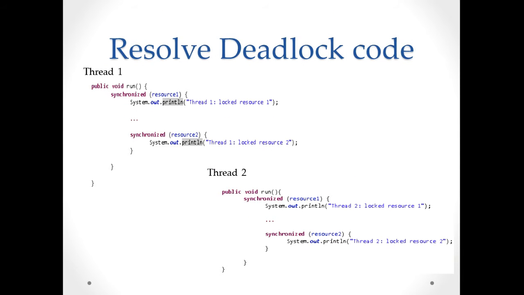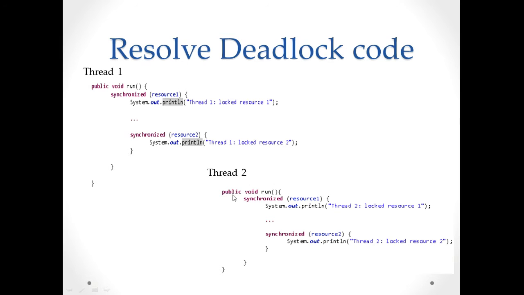Now, what I wanted to do here is show you how you would go about resolving a deadlock. If you remember what I said a couple of slides back, in order to resolve a deadlock, you have to make sure that the locks are acquired in the same order. As you can see here, once again, we have thread 1 and thread 2. Thread 1 is acquiring a lock on resource 1, just like we did before, and it's simply printing out this message, thread 1 locked resource 1.